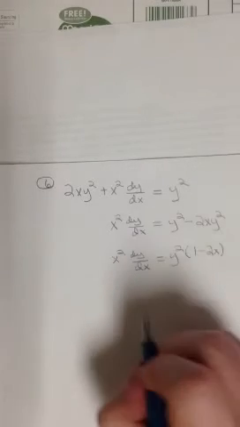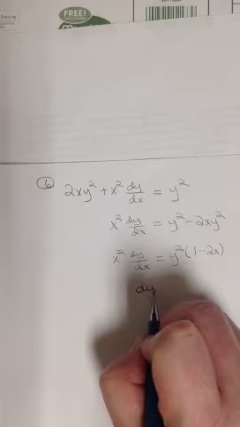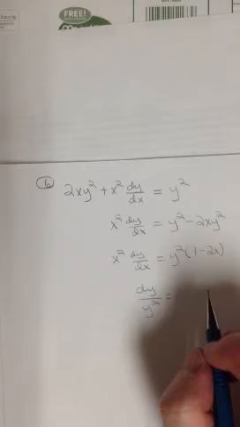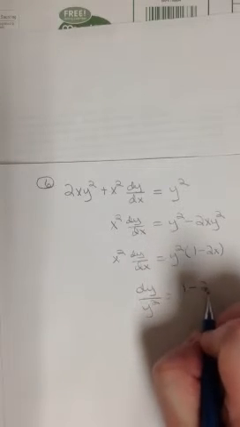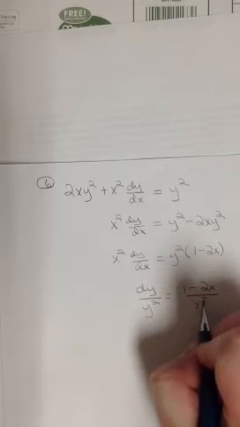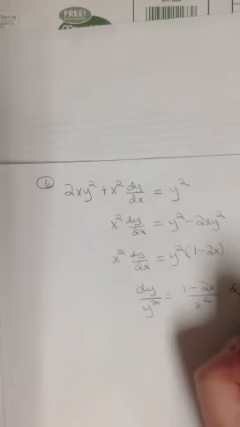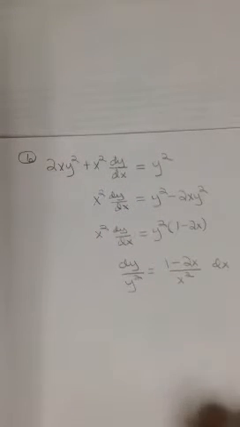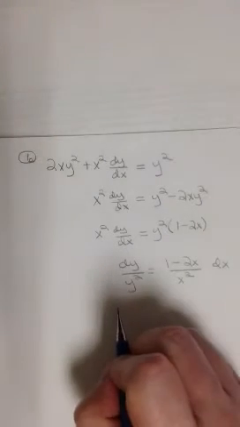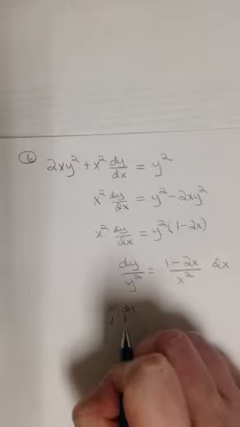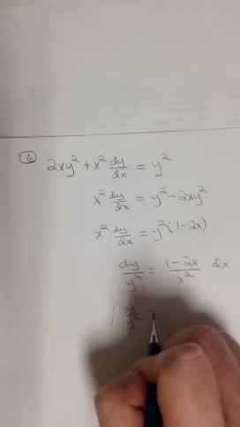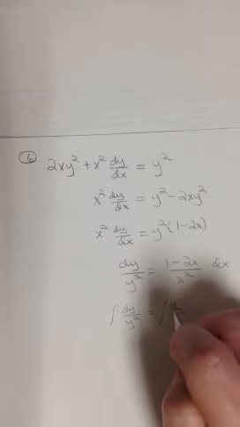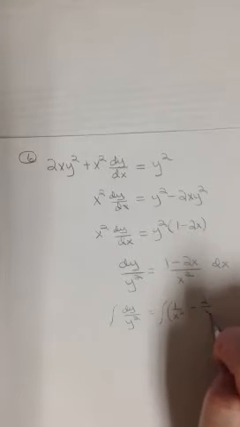And as you look at separating the variables, we have dy over y squared is equal to 1 minus 2x all over x squared dx. And in looking at what we have to make the right hand side power rule ready, we have the integral dy over y squared is equal to the integral of 1 over x squared minus 2 all over x dx.